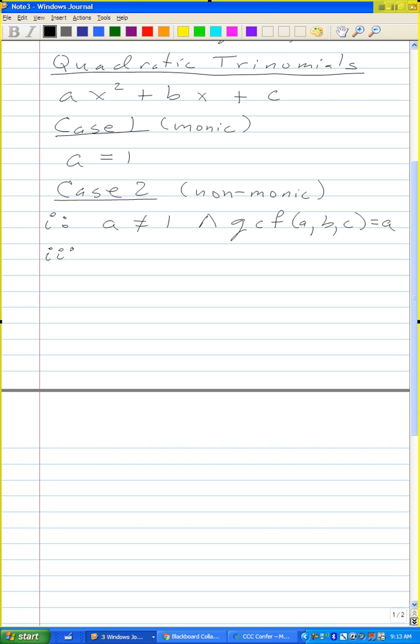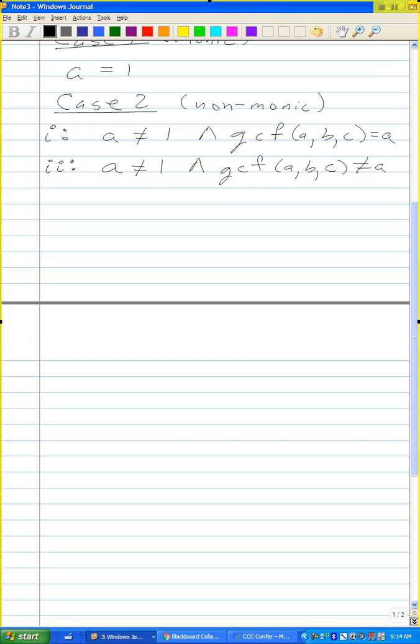Now let's do the second one, is where the coefficient in front of the x squared is not 1, and the greatest common factor is not a. So you can't factor out the a. So somehow we're going to actually have to deal with it. Okay, so let's do factoring.